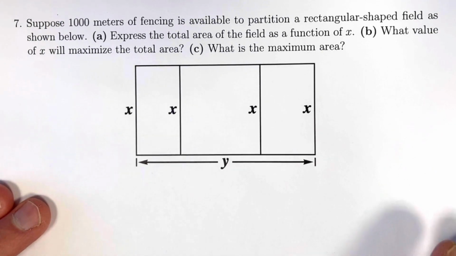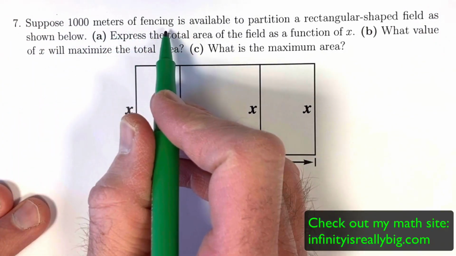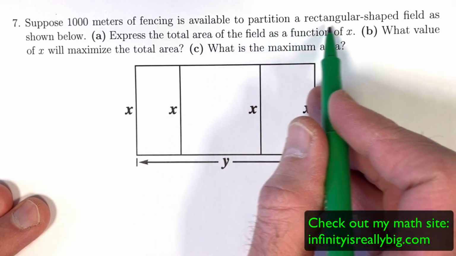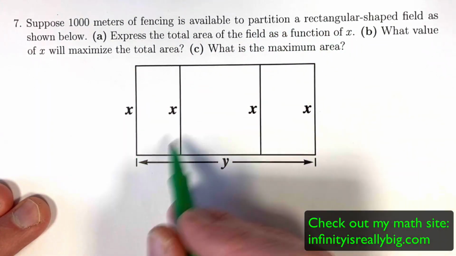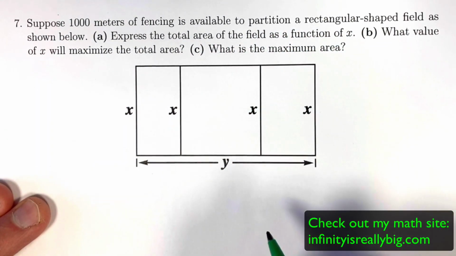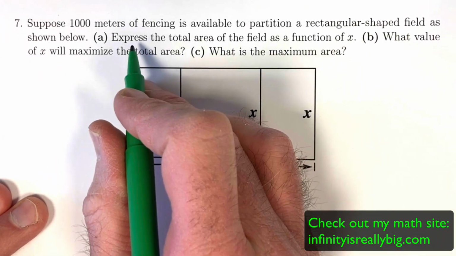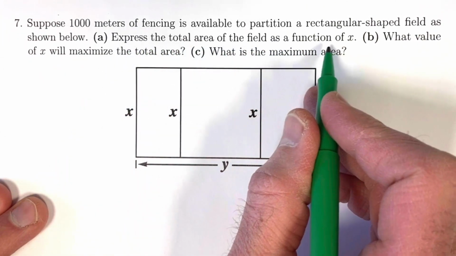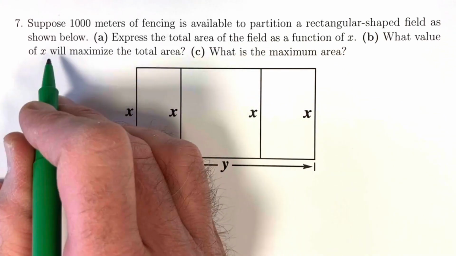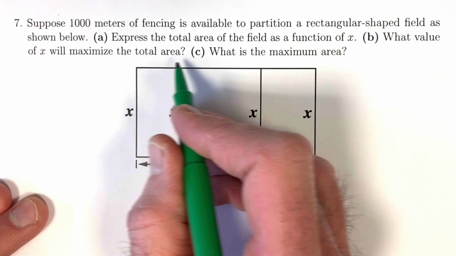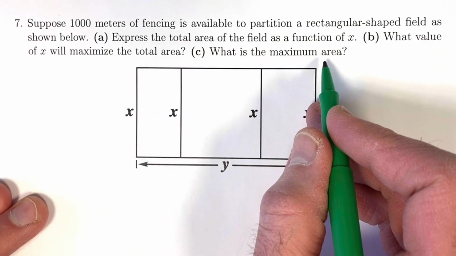Number 7 is a word problem. Suppose 1,000 meters of fencing is available to partition a rectangular shaped field as shown below, like this. So all these black lines are the fence. Part A, express the total area of the field as a function of x. Part B, what value of x will maximize the total area? And part C, what is the actual maximum area?